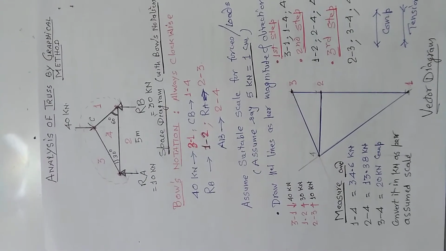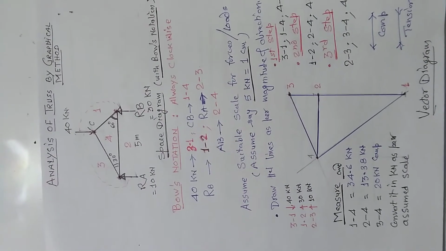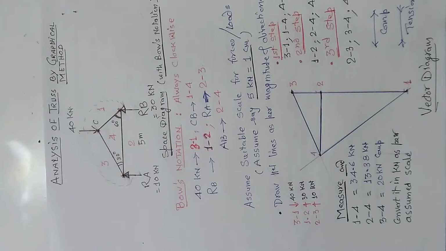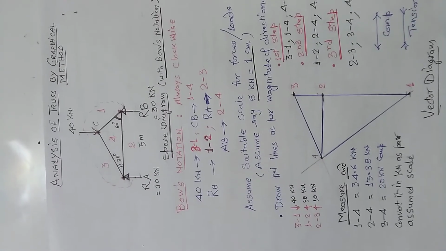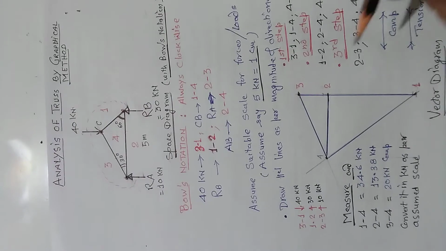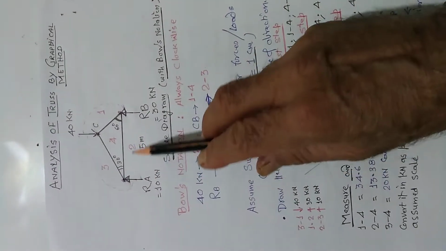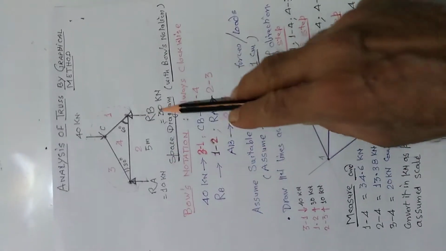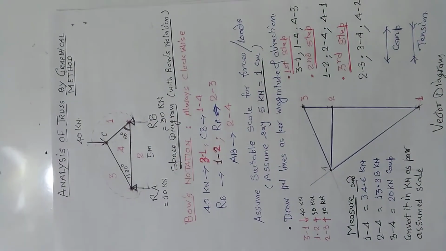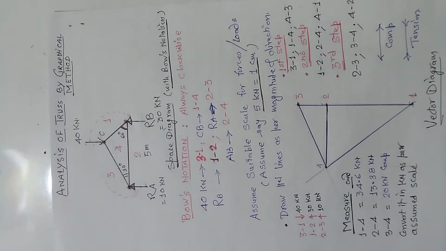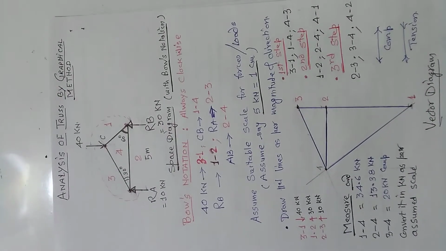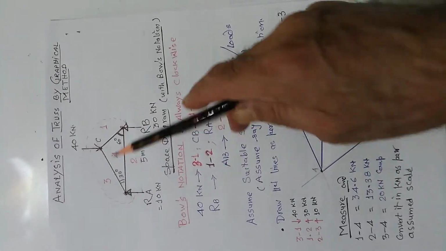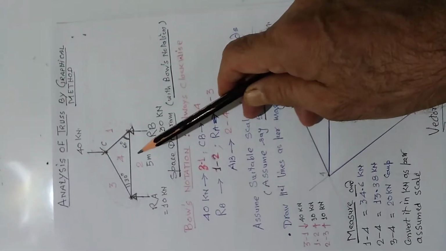Now we are just analyzing a truss by graphical method. Whatever the truss which is given to you, first of all draw it as per the given scale with some angle and the loads. We can call this a space diagram. Calculate the reactions Ra and Rb when the load is given.